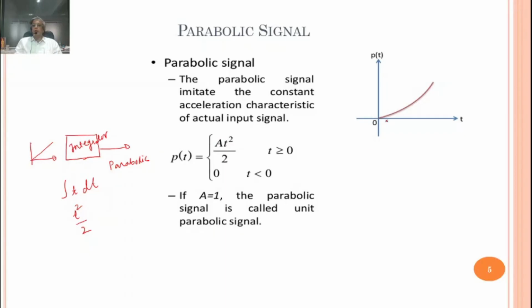And the nature of this parabolic signal is like this: this is t and this is the signal. For 1, this is 1 square by 2, which means 0.5. For 2, t equal to 2, 2 square divided by 2, means 4 divided by 2, so this value becomes 2. For 3, 3 square divided by 2 means 9 by 2, that is 4.5, so for 3 the value of the signal is 4.5, like this.